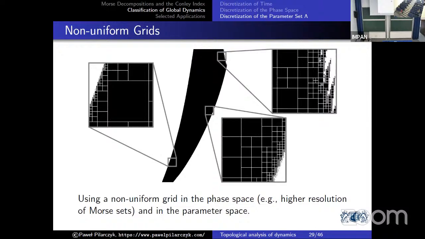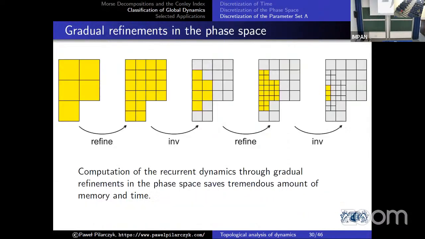It would be ideal to do the computations for large parameter intervals in some regions of the phase space where the computations are not so demanding, and do some refinements in the more demanding parameters. We don't do that yet. However, we do a gradual subdivision in the phase space when we compute the Morse decomposition. We refine the initially very coarse grid, and then we compute the invariant part, and we restrict our further computations just to the invariant part.